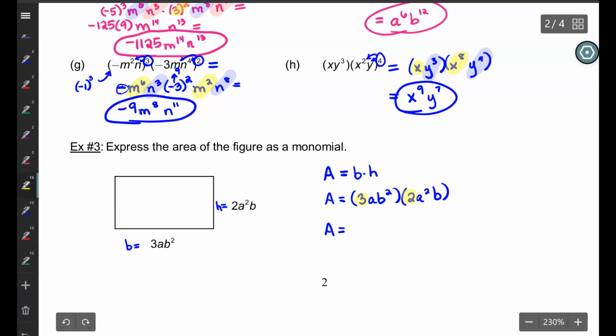Okay, we don't have any exponents outside, so we're just going to combine everything. So 3 times 2 is going to be 6. I have a and a squared. So that's going to be a to the 3rd. And last I have b squared, and that's a b to the 1st. So that'll be b to the 3rd power.